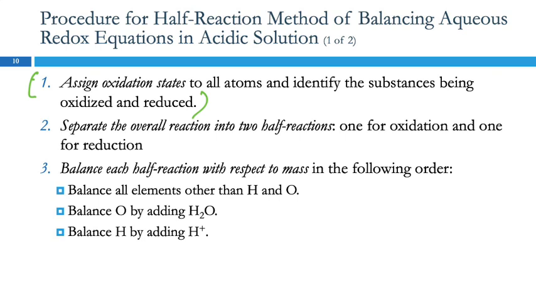Separate the overall reaction into 2 half reactions. One will be oxidation, one will be reduction. We're going to balance each half reaction by mass for the atoms in this order. Balance everything but hydrogen and oxygen. Then you balance oxygen by adding water molecules as needed. You balance hydrogen by adding H+ ions. And we're not throwing new reactants or products into this because this is happening in aqueous solution. There is water all over the place. So it's fine if water is going to participate in the reaction.